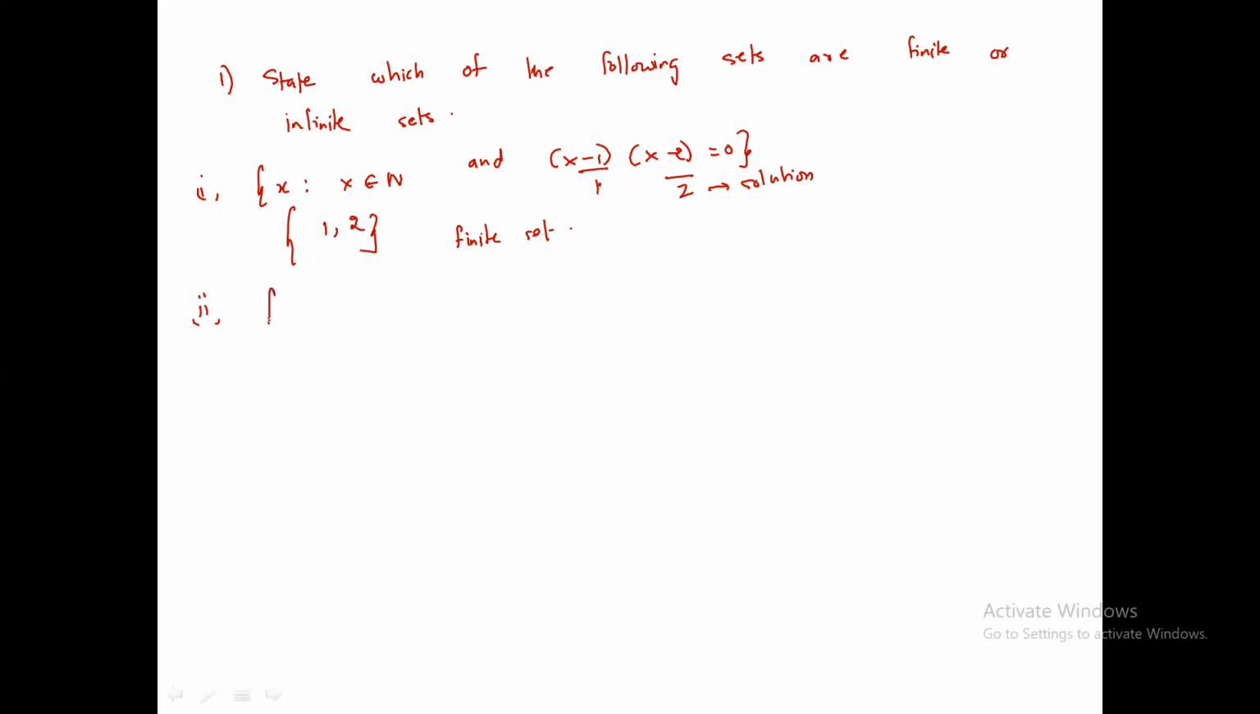Next, second. The set having X such that X belongs to natural numbers and X square is equal to 4. So X square is equal to 4 in natural numbers. That is 2. That's all, only one number because 2 square is 4. So it has only one element, but I can call it a finite set.